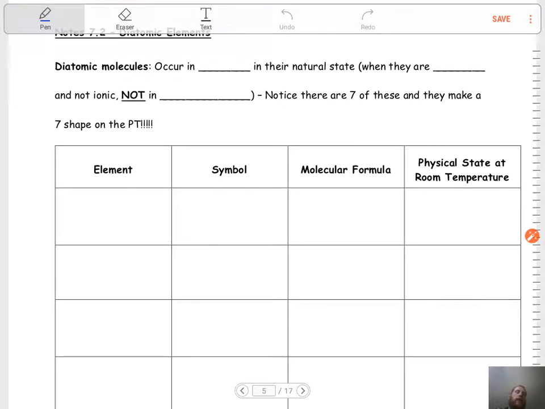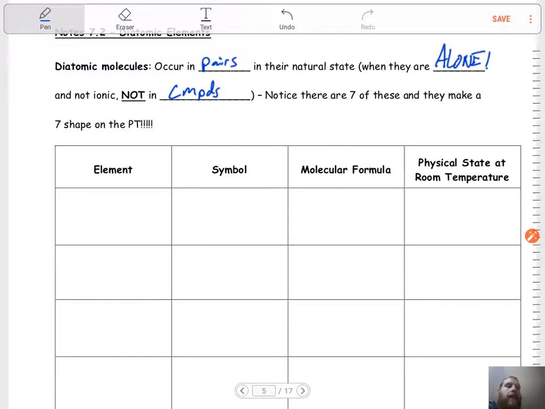What diatomic means, if you break the word down: di means 2, atomic means atom. So 2 atoms in a molecule. These occur in pairs in their natural state when they are alone. So these 7 elements, it's only when they're alone. If they're in a compound, they don't follow this. So it's only when they're by themselves. And you'll see as we go through reactions what we mean by that. When they are not in compounds, they will exist like that.